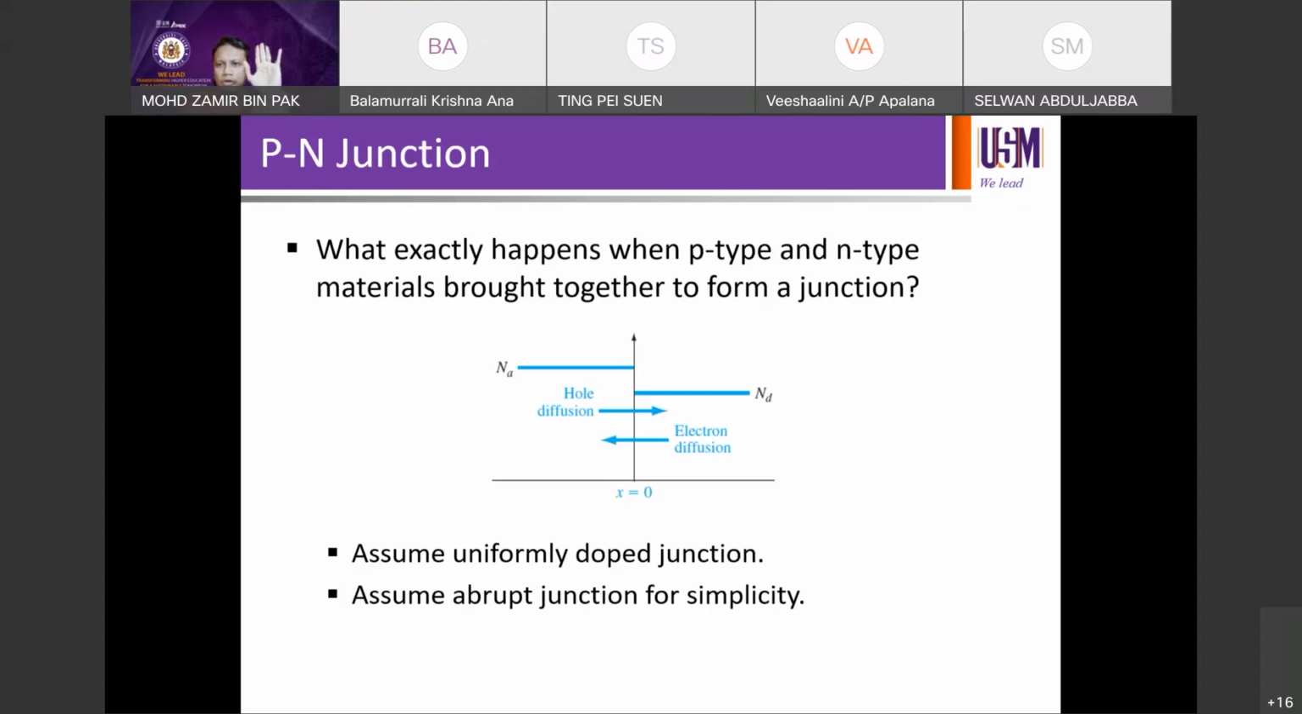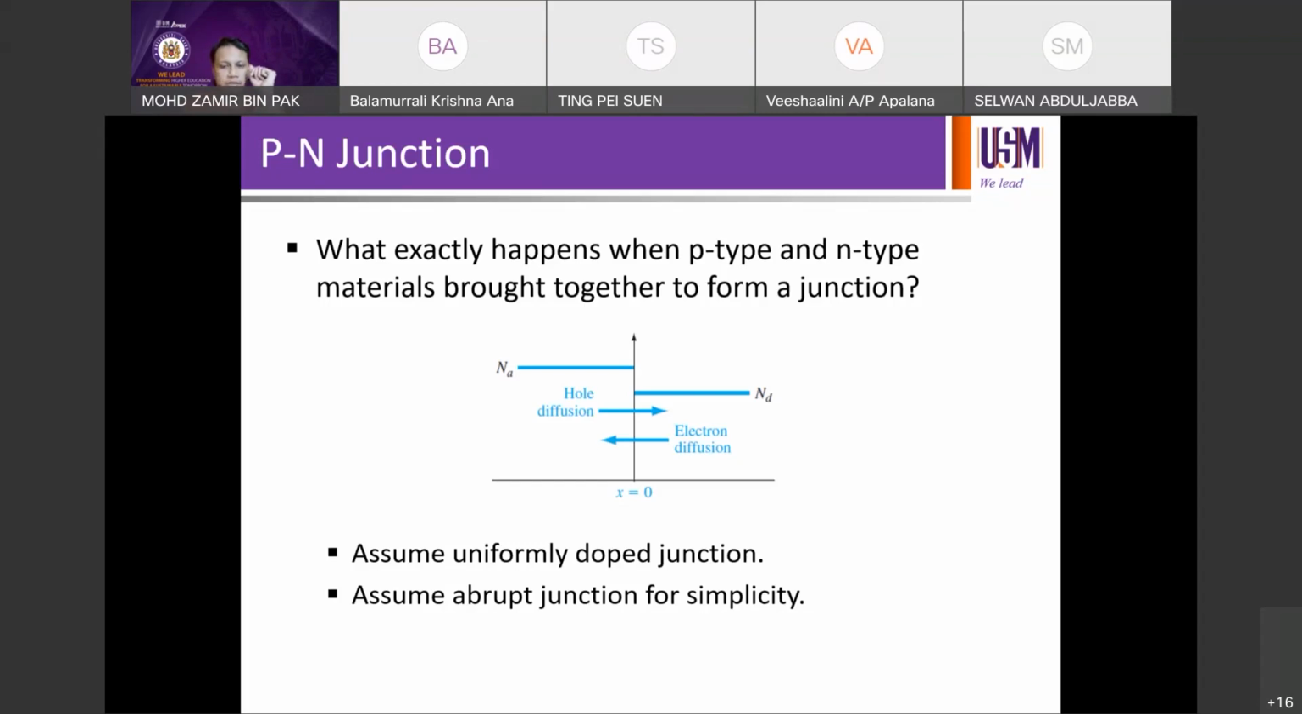So you're bringing holes beside electrons, majority and majority. What will happen is you're going to get holes from the p-type diffusing into n-type. Why is there diffusion in this case? And electrons from the n side will be diffusing into the p side. Why do you get diffusion the moment you combine?